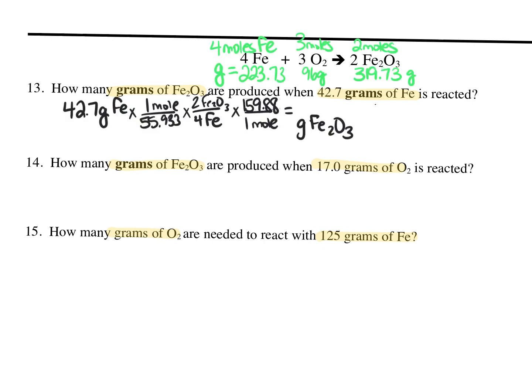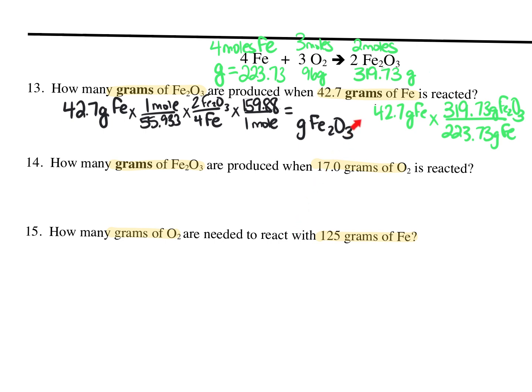So the first thing I have set up is the classical method. First, I need to take my grams of iron and use the molar mass of iron to find out how many moles of iron I have. Then I'm going to use the coefficient of the balanced reaction of iron. I want to get to iron oxide, so the coefficient of iron oxide goes on the top. Then I use the mass of iron oxide. 1 mole of iron oxide weighs 159.88 grams, so that's going to give me my grams of iron oxide.